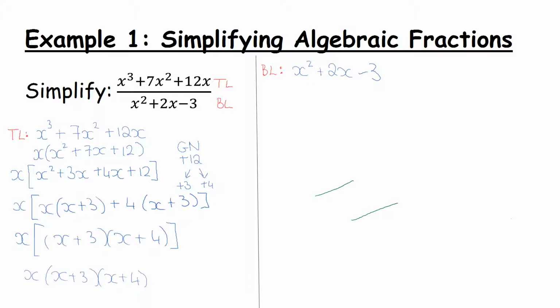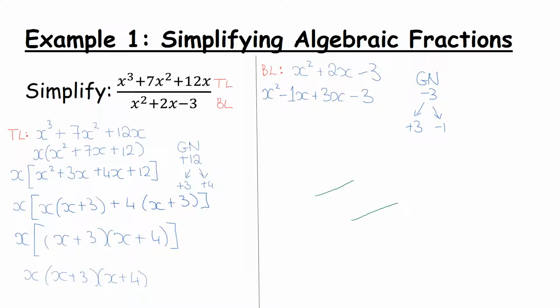Here we have a straightforward quadratic. We have an x squared, an x, and a number. So our guide number here is minus 3. To factorize it to give us a plus 2, we're going to use plus 3 and a minus 1. So we've just rewritten our plus 2x as minus 1x plus 3x.